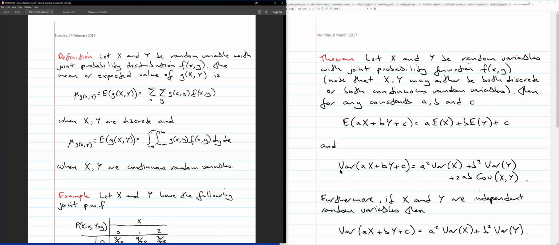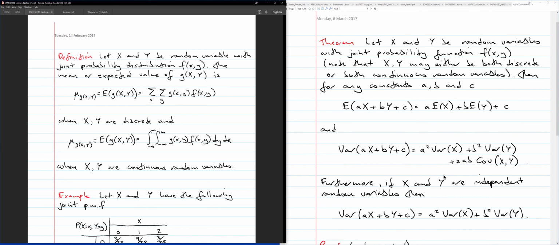As I was saying, the variance of ax plus by plus c is a squared variance of x plus b squared variance of y plus 2ab covariance of x and y. You want to recall that if x and y are independent, then the covariance is equal to 0. So when x and y are independent, this result simplifies: the covariance term drops off, and the variance of ax plus by plus c is equal to a squared variance of x plus b squared variance of y.